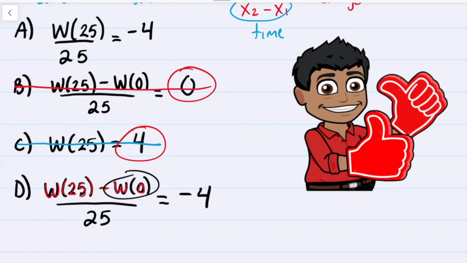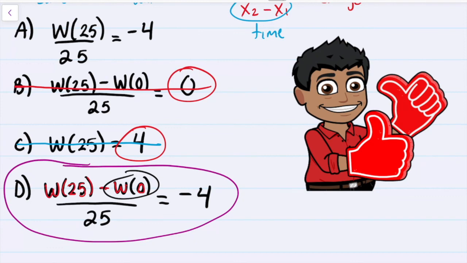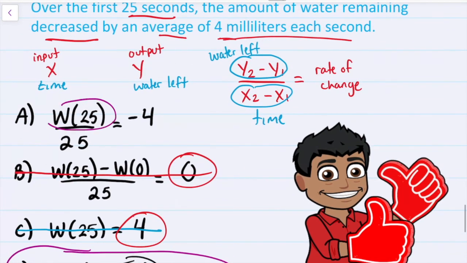So in this case, letter D is the answer because it's writing everything we're supposed to know. This one would only tell us how much water is left after 25 seconds, but we need the initial water to know the rate of change. If you don't know how much water you have to begin with, you cannot tell us how fast we were losing water.